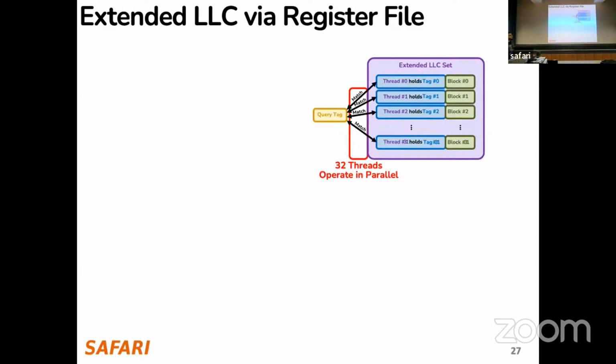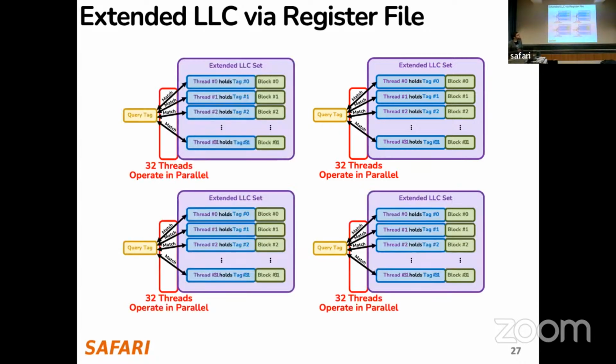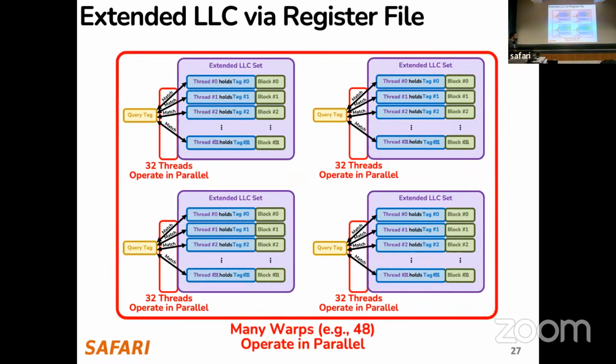So this is for one extended LLC set. Now, in reality, in a GPU, we can have many warps in hardware. So to really use the full bandwidth of our GPU core, we can have multiple extended LLC sets. Each set is implemented by one warp. We have multiple warps operating in parallel. This gives us a second level of parallelism. So overall, we have 2 levels of parallelism.